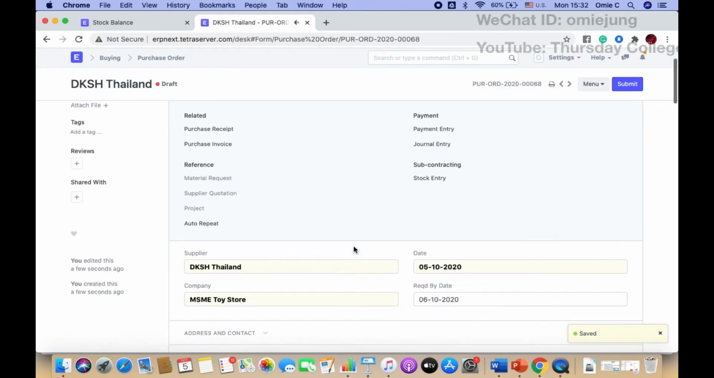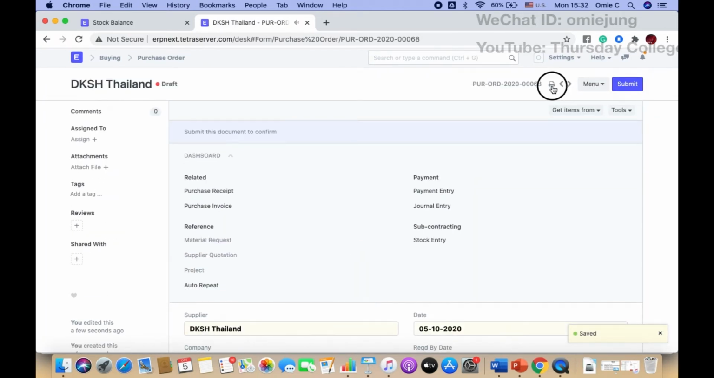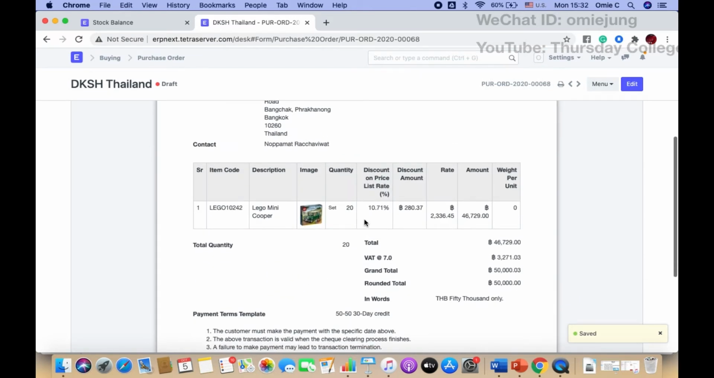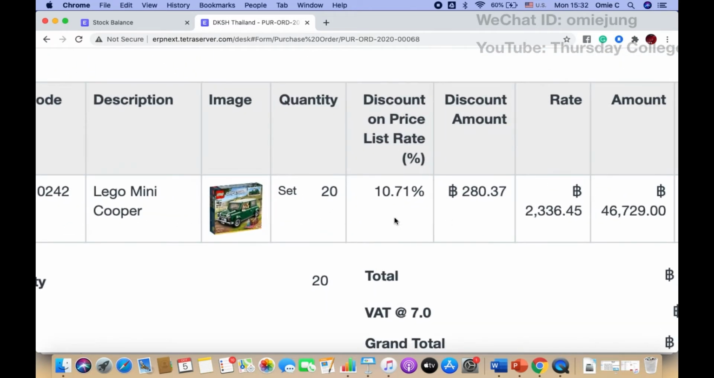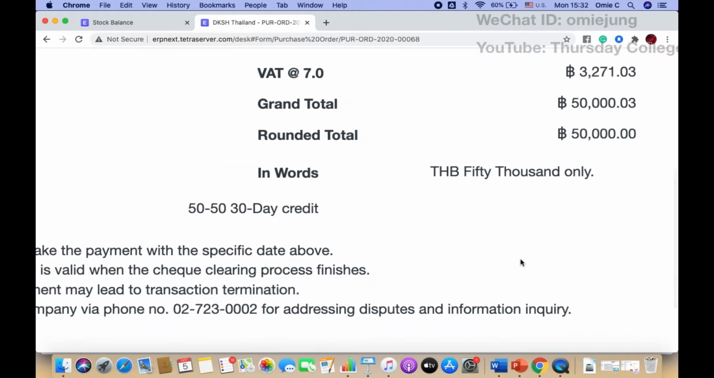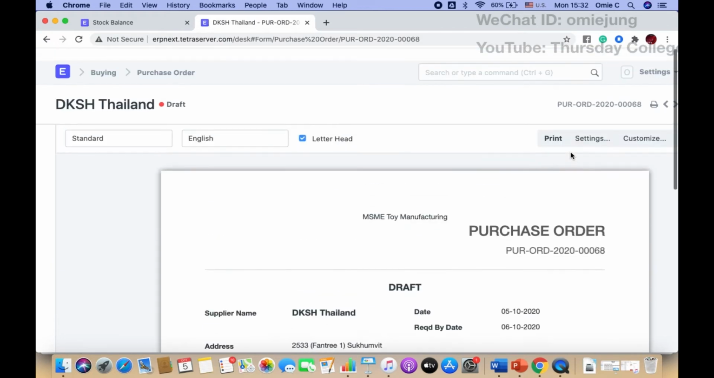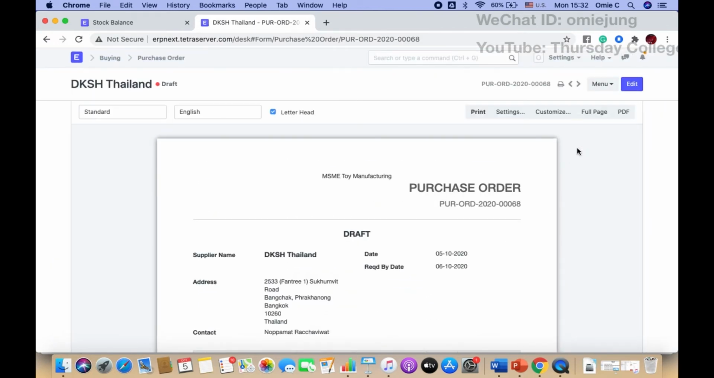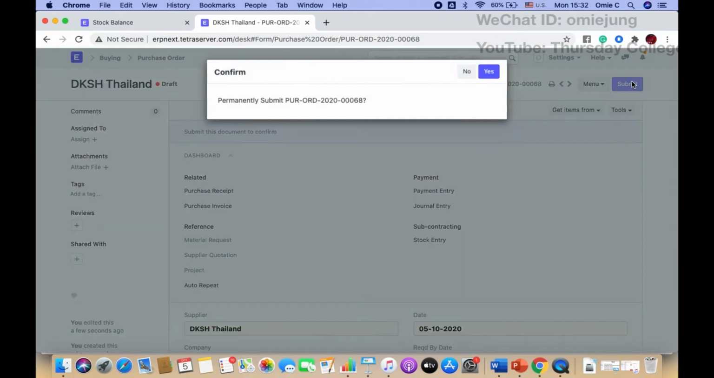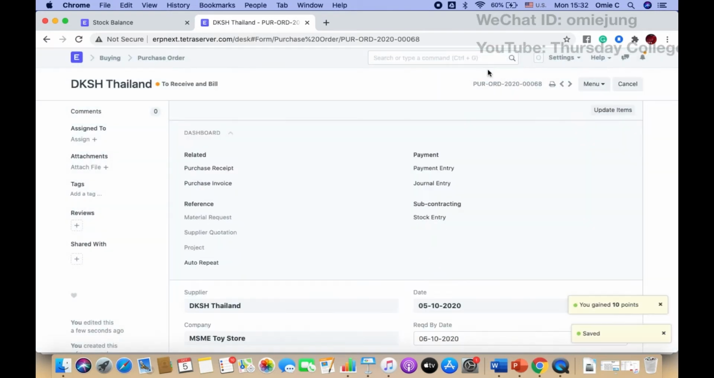So I purchase 20 Mini Cooper, right, so you can check in here, Mini Cooper box. Set it for 20 units, and the amount that I need to pay is 50,000 baht, because one box is 2,500 or anyway. Okay, so I just submit it.